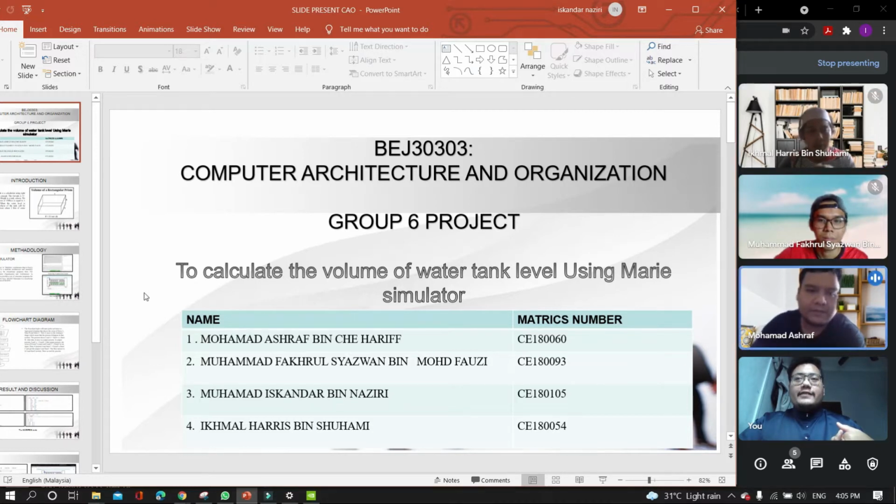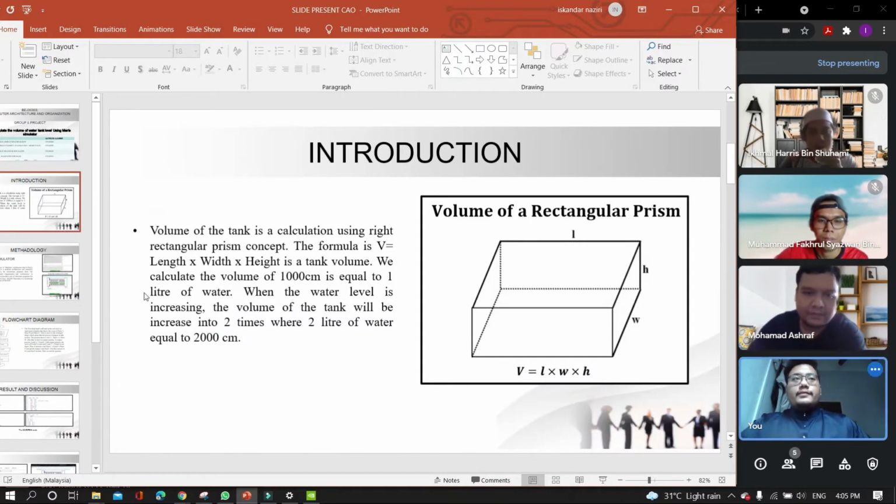For the introduction, the volume of the tank is calculated using the right rectangular prism concept. The formula is V equal to length multiplied by width multiplied by height. We calculate that 1000 cm³ is equal to 1 liter of water. When the water level increases, the volume of the water tank increases, so 2 liters of water will be equal to 2000 cm³.